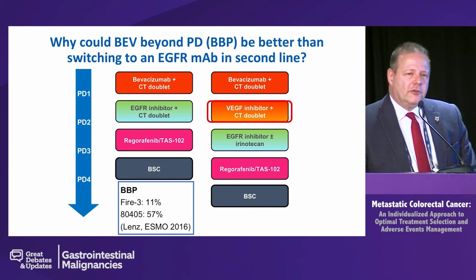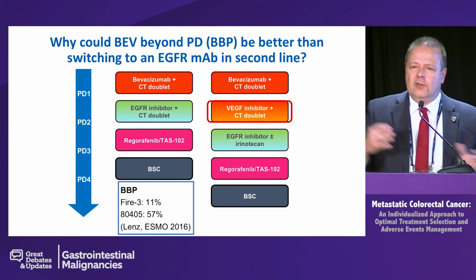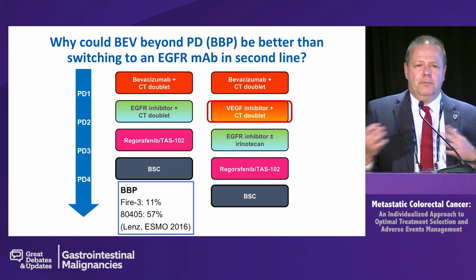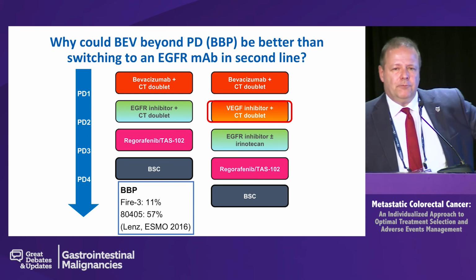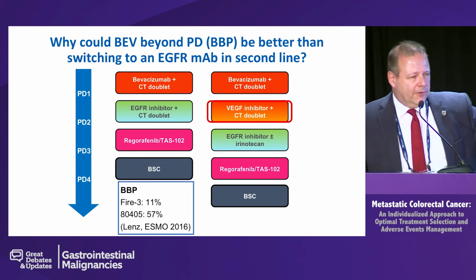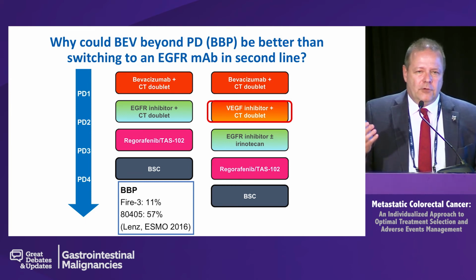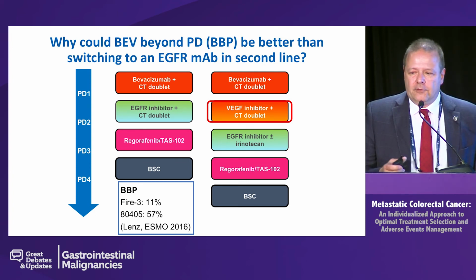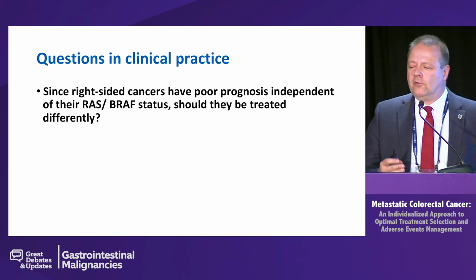Interestingly, we had a long discussion about the difference between FIRE3 and 8405, the European and the US study that compared cetuximab to bevacizumab, and the use of Bev beyond progression was much more pronounced in the United States, more than 50%, than in the FIRE3 study. So whether this really influenced the discrepancy in outcome between these two different studies is up for us to further validate.